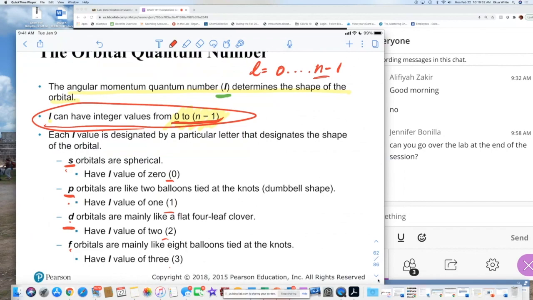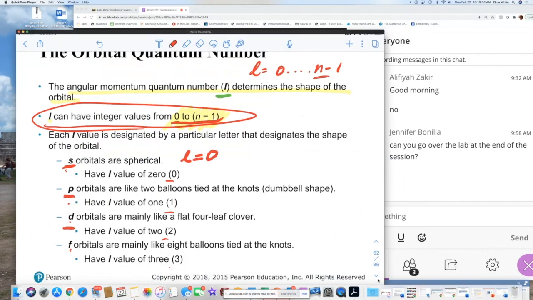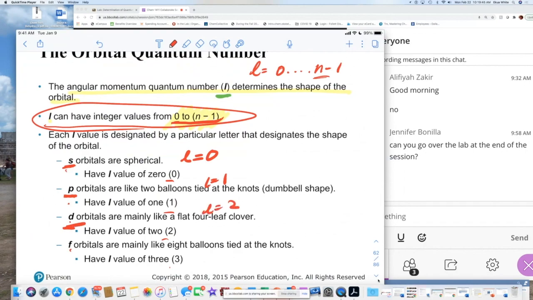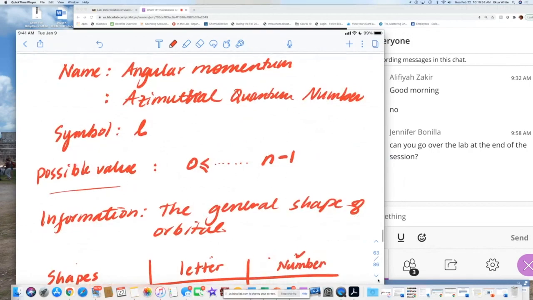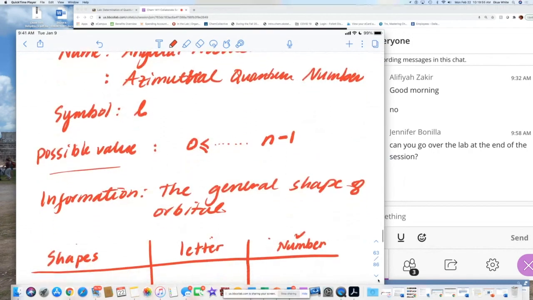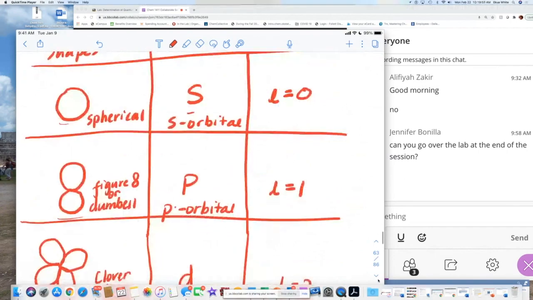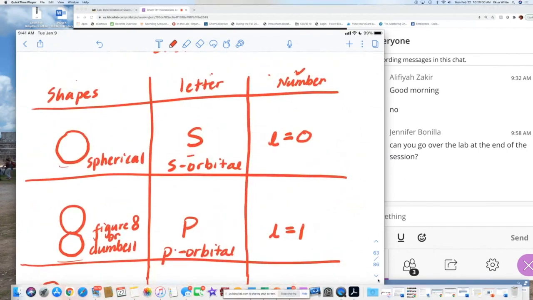Okay? And we got to practice some of this last week, where we said the s orbitals tend to have an L value equal to 0. P orbitals have an L value equal to 1. D orbitals have an L value equal to 2. F orbitals have an L value equal to 3. I did go through this with you guys last week, and I mentioned that, of course, the spherical orbital is the s orbital right here.